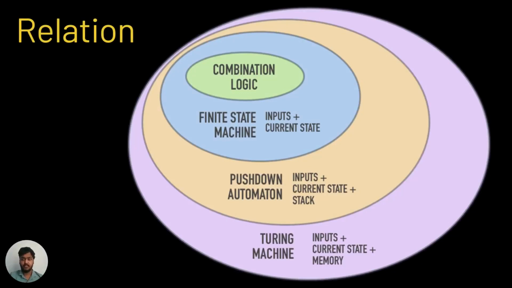Relations. This figure depicts the relation between finite automata, push-down automata, and Turing machine. If you observe the figure, we can find the relation between these 3.